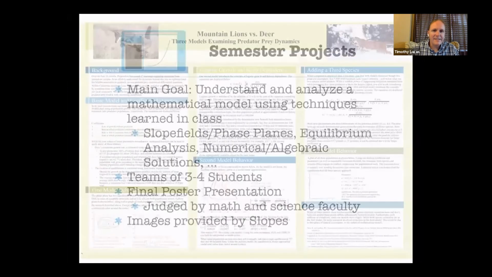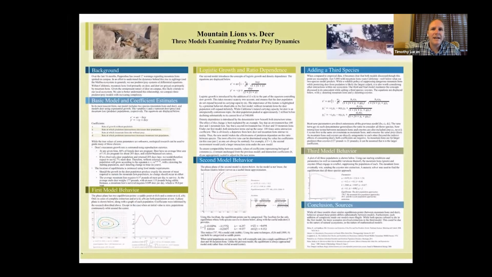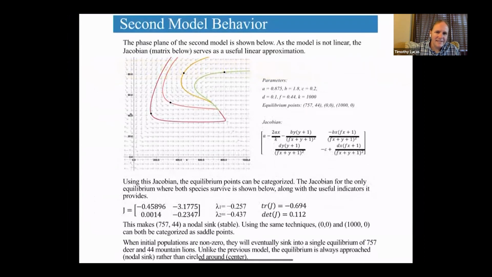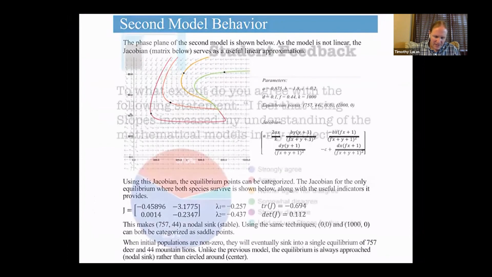I'll just show you an example of a project. They were looking at a predator-prey model with mountain lions versus deer. This had those density-dependent interaction terms in it. If you zoom in on it, this is the predator-prey equation with a logistic growth term and these density-dependent terms that they were working with. You can see that they made graphs in slopes, and then they did things like looking at the equilibrium and doing some equilibrium analysis with the Jacobian. So this is the kind of work that they've been doing on projects.